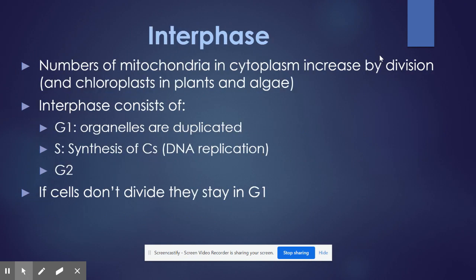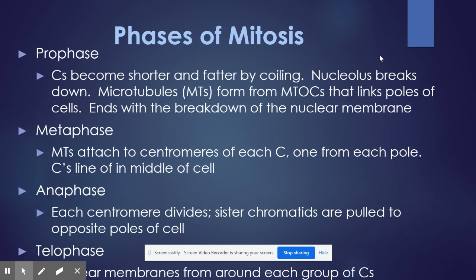Interphase, again, is before mitosis. The numbers of mitochondria in the cytoplasm increase by division, and chloroplasts in plants and algae. Interphase is in three parts: G1, S, G2. In G1, the organelles are replicated. S stands for synthesis of chromosomes, also known as DNA replication, and then G2. If cells don't divide, they stay in G1, and in fact, cells usually are not dividing. Our cells don't always want to divide. Often, they just stay in interphase.